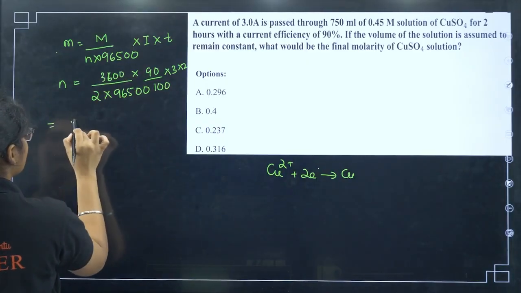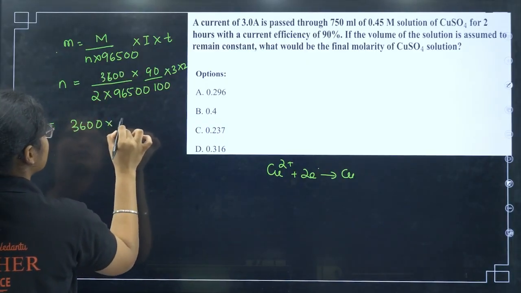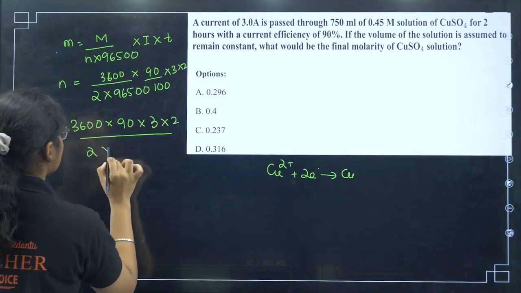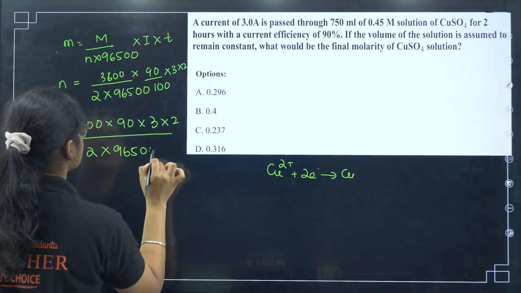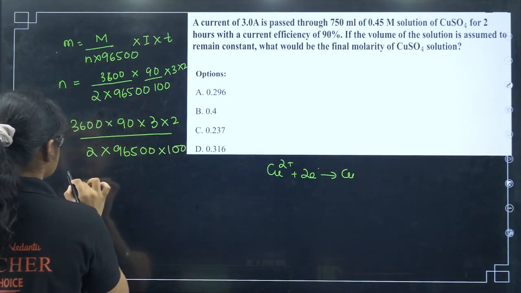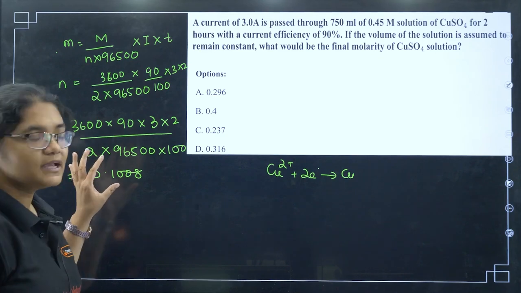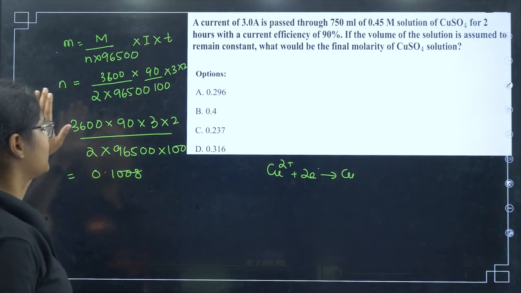So just let me write out properly. 3600 into 90 into 3 into 2 divided by 2 into 96500 into 100. Now if I solve this, I'll get 0.1008. You can do it in calculator, you will get this much number of moles of copper that got deposited.